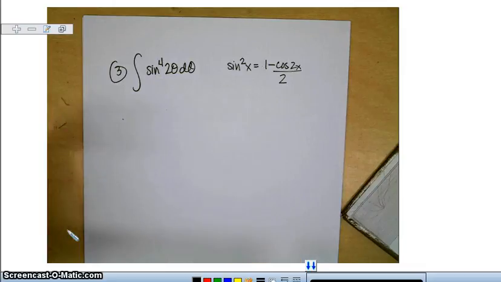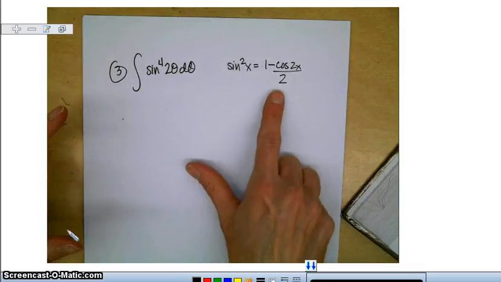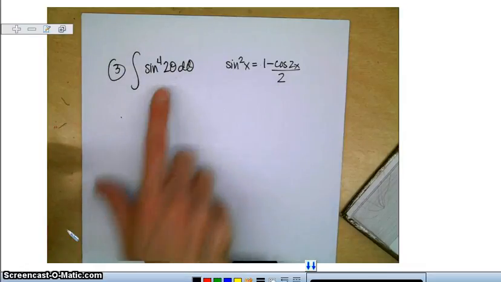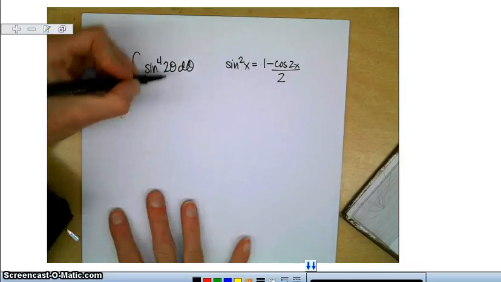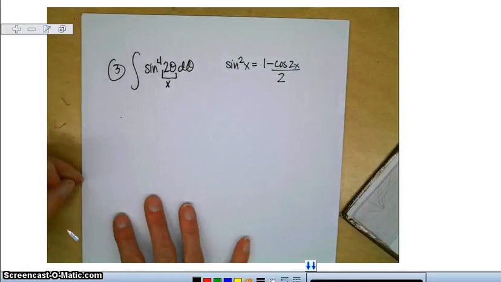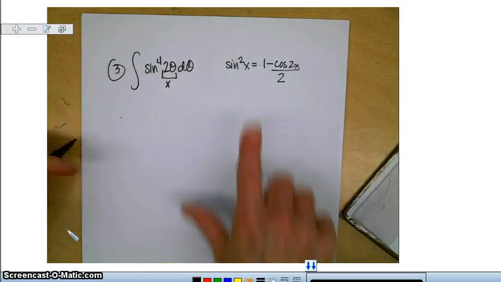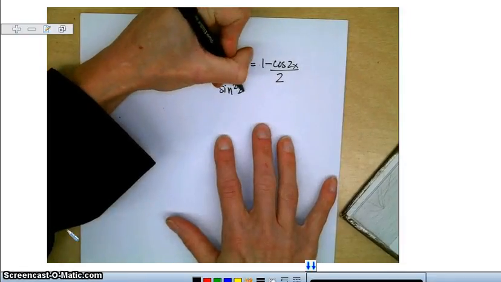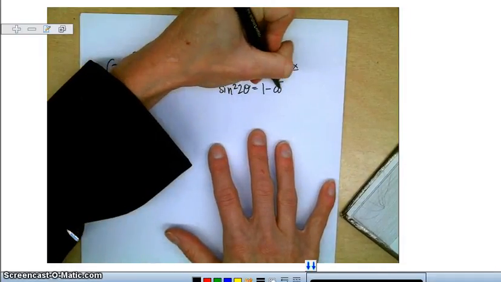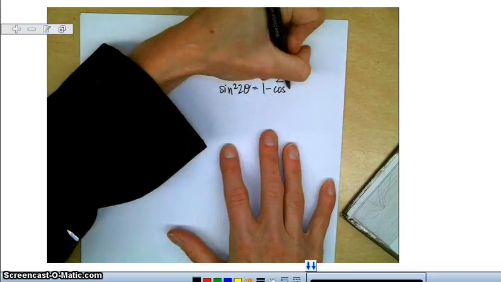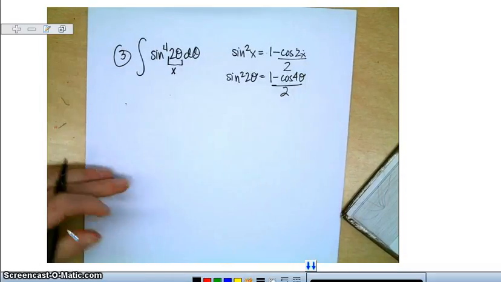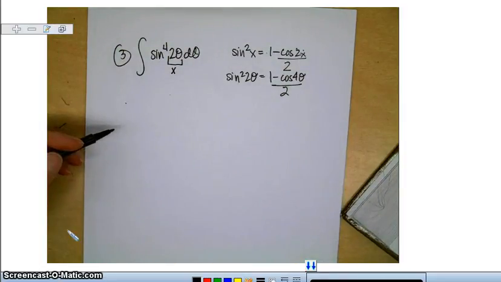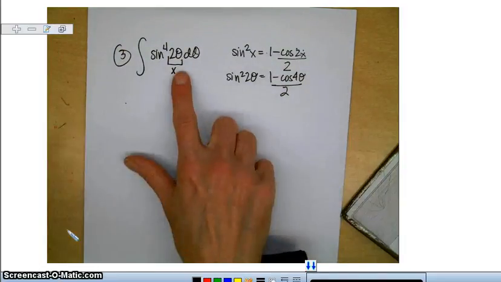Now, what is the difference between this identity that I'm using and my problem? What is my x? My x is 2 theta. Does that make sense? So this is like this. So basically this is saying sine squared of 2 theta is equal to 1 minus the cosine of 2 times 2 theta, or 4 theta over 2. So I have to make that translation between what I have as my x.